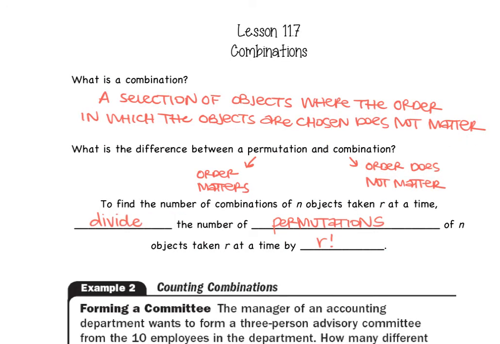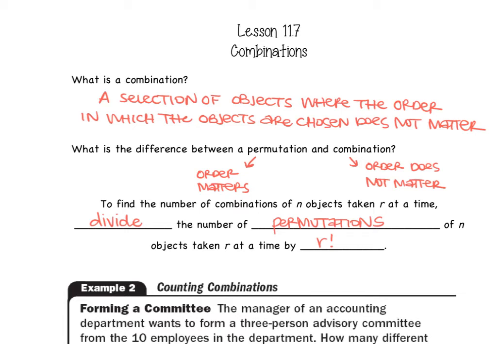Let's start with a quick review of what a combination is. It's a selection of objects where the order in which the objects are chosen does not matter. So what's the difference? Well, we've talked about this a couple of times now. A permutation is when the order matters, and a combination is when the order does not matter. So if you need to pause the video real quick to write that down, you can.